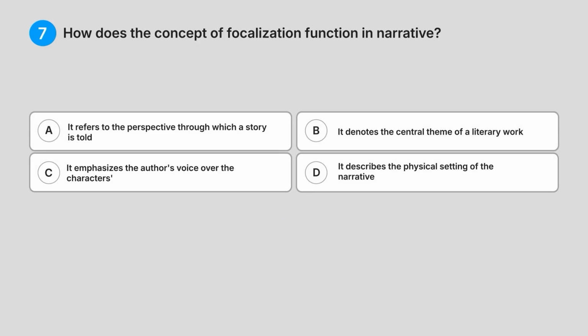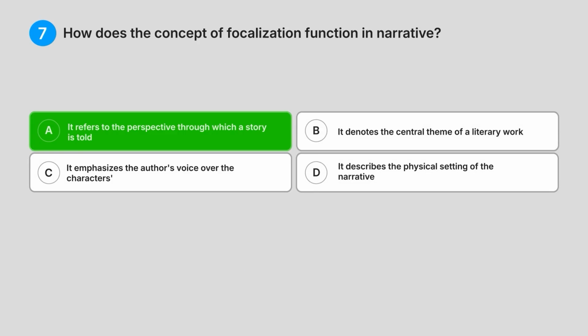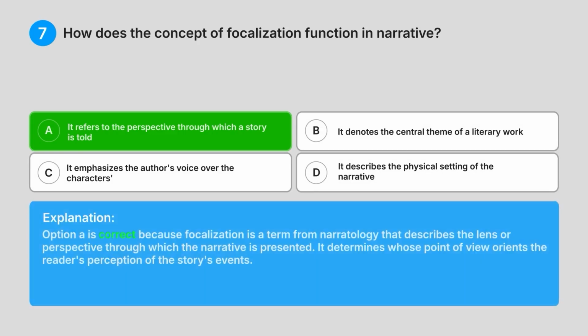Correct answer, A. It refers to the perspective through which a story is told. Explanation: Option A is correct, because focalization is a term from narratology that describes the lens or perspective through which the narrative is presented. It determines whose point of view orients the reader's perception of the story's events.